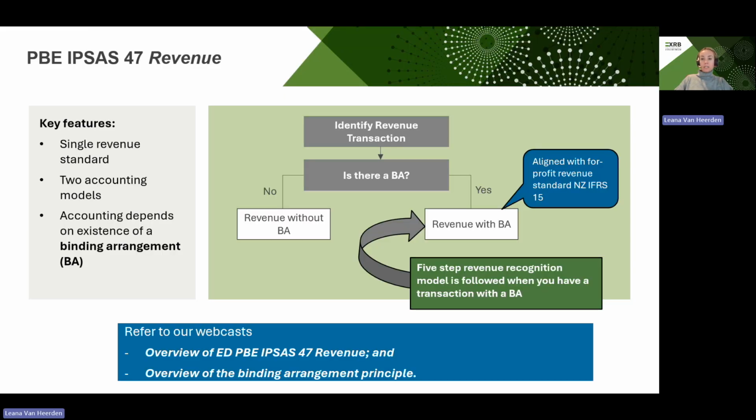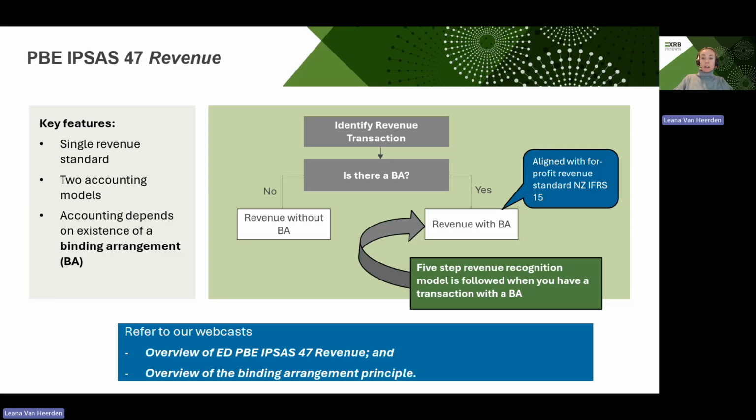Before we get into the detail, let's take a step back. The revenue ED introduces 2 accounting models, one for transactions with binding arrangements and another for transactions without. The 5-step revenue recognition model applies specifically to transactions that involve a binding arrangement.